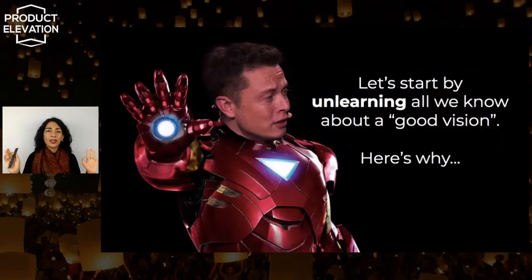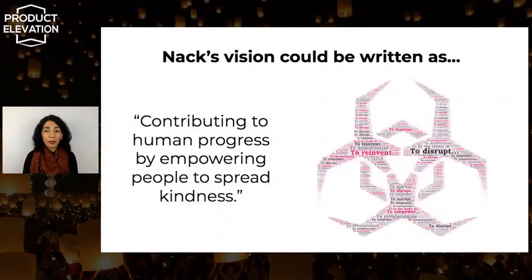Now, I want to give you a sense of why this is so radical, because the words I've used, vision, strategy, you've heard those words before. The difference is, in radical product thinking, I need you to unlearn so much of what you've ever learned about a good vision. And here's why. Let's start with the example of NAC. NAC's vision could have been written like this: contributing to human progress by empowering people to spread kindness.